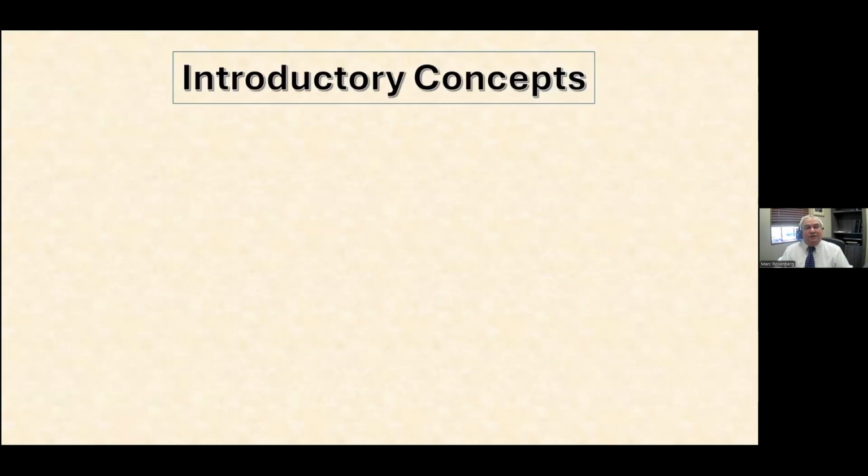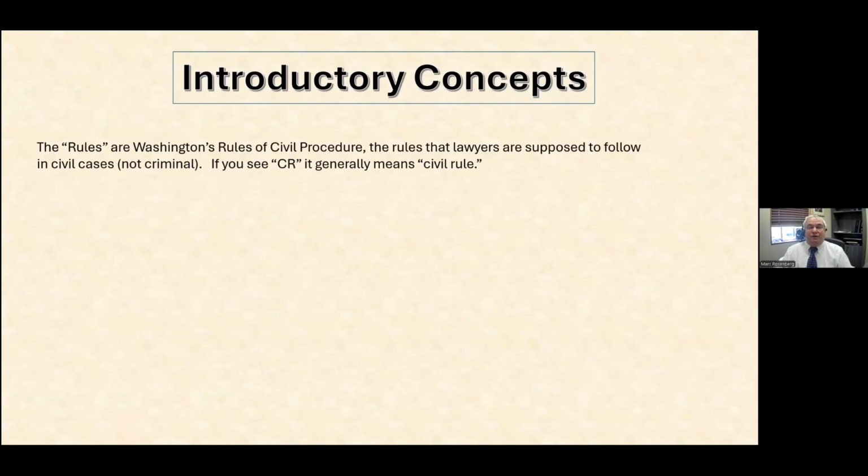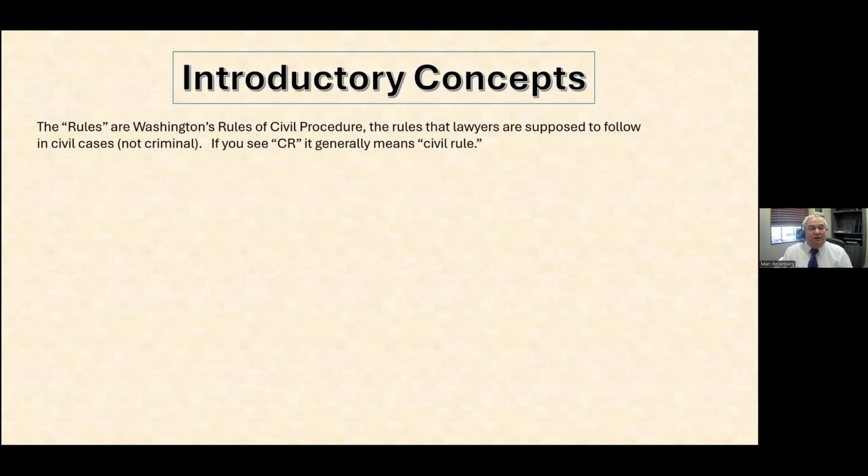Let's start with some introductory concepts. First of all, you're going to hear about the rules. Now, the rules are Washington Rules of Civil Procedure, the rules that lawyers are supposed to follow in civil cases. There's a different set of criminal rules. These are civil rules. If you see CR, it generally means a civil rule. And it lays out everything a lawyer is supposed to do during litigation, pretty much. Everything from how to file, how to serve a complaint, what you do when you get a complaint, how to answer it, how to draft it, everything through the course of the case.